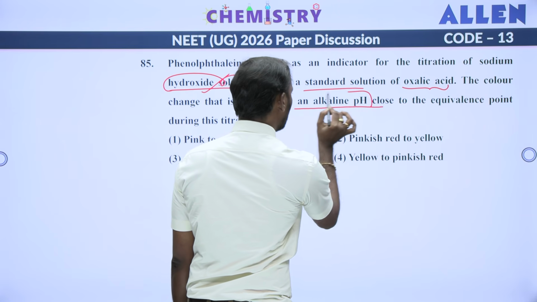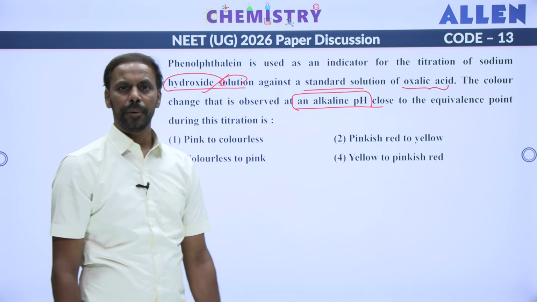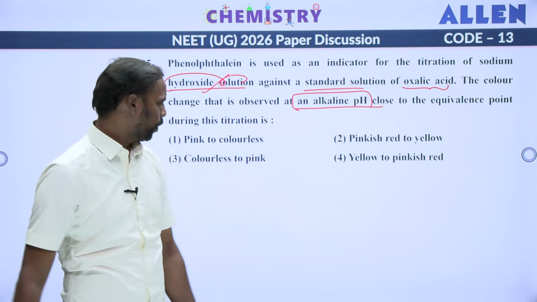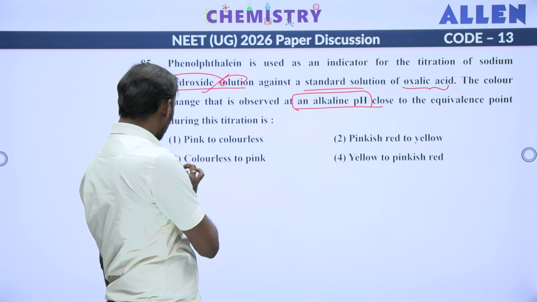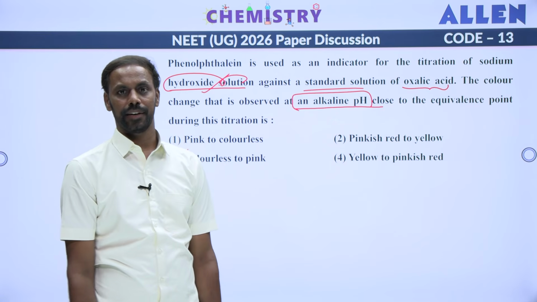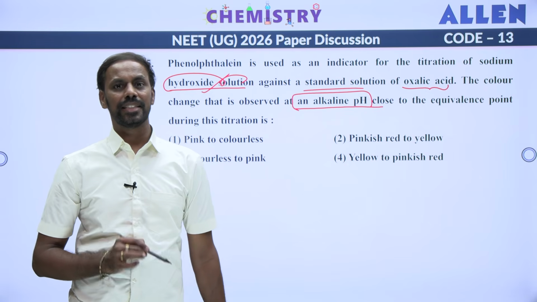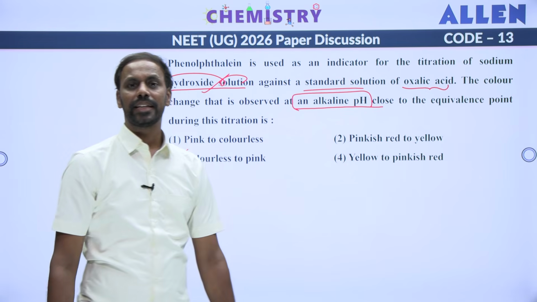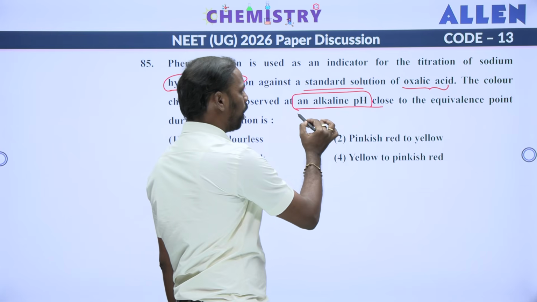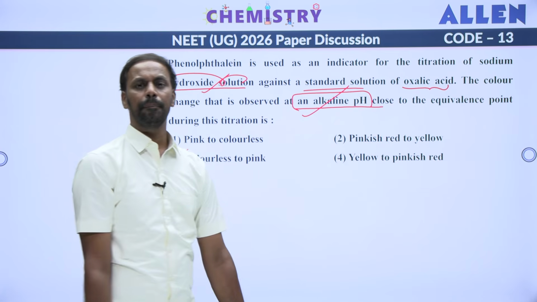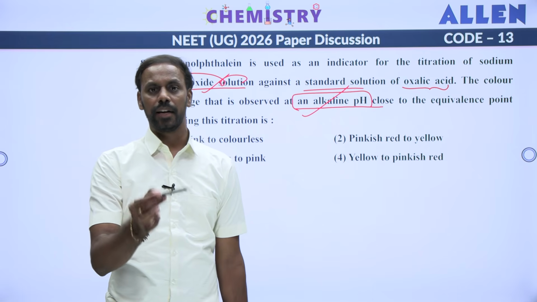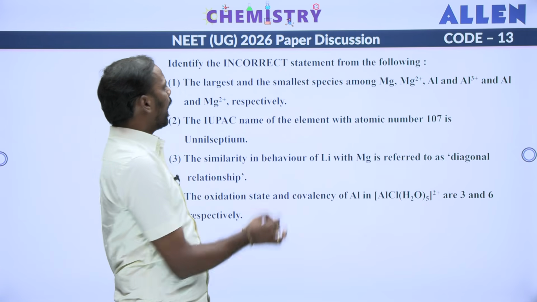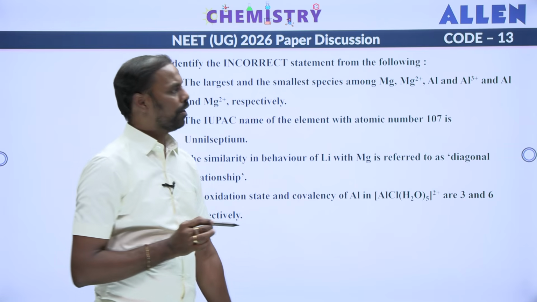But after you add sodium hydroxide from the burette to this oxalic acid, at an alkaline pH, they mentioned, at that time what happened, student? It becomes colorless to pink color. Okay, so colorless to pink color, where is that option? Option 3 is correct. Initially only acid was there, colorless. After adding sodium hydroxide, they mentioned the color at alkaline pH becomes pink. So colorless to pink color.